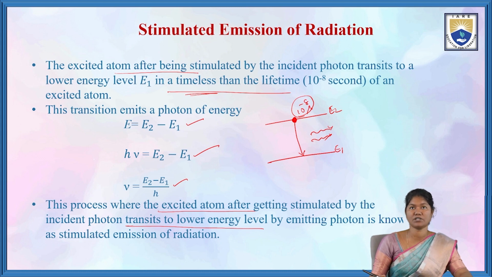So in this process, while the atom transits to a lower energy level from the higher energy level, it emits a photon, and we have the incident photon and also the emitted photon.